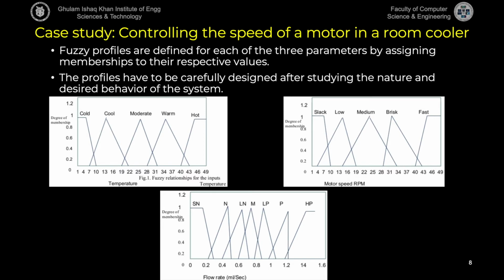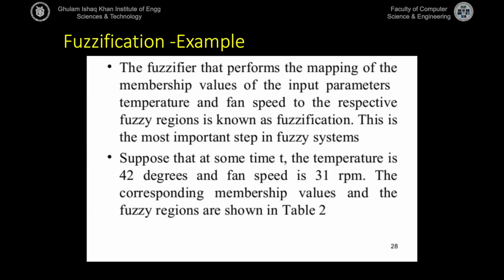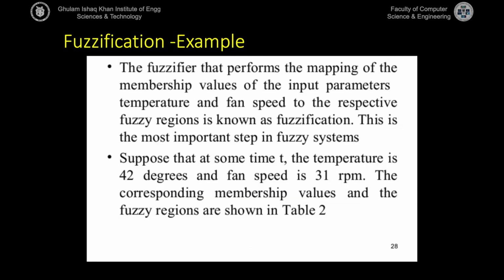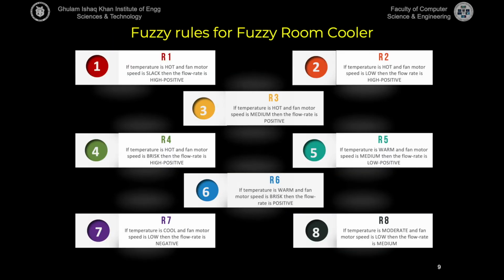But kindly note one more thing. 42 degrees means that for temperature it has some values for hot and warm and 0 for all the other 3 parameters. That's the first step. Then similarly we can see that the fan speed of 31 revolutions per minute corresponds again to membership values of 0.25 and 0.286 for medium and brisk. Let's go back and see figure 2 and see where 31 revolutions per minute cuts the membership function.